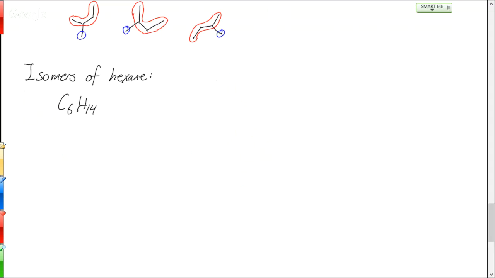Because one of the things we want to do is compare the way different people draw different versions of one and see if they're actually the same or not. So see if you can see how many isomers of hexane you can find, and then we'll draw them up on the board. I'm not going to tell you exactly how many there are. There's more than the number of pentane.